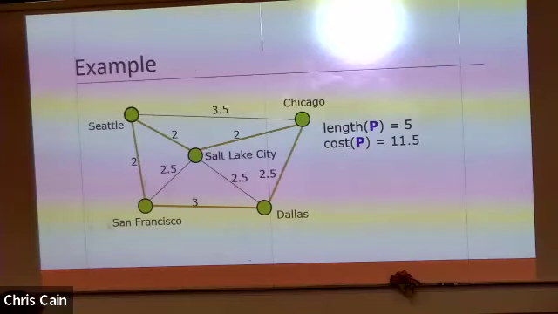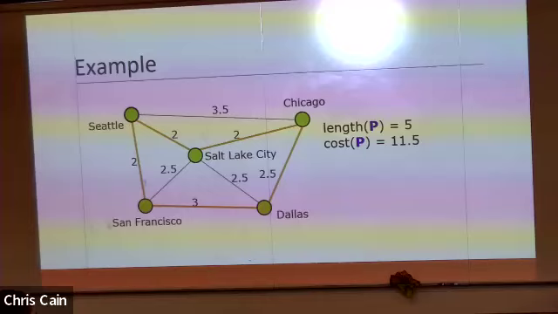So let's look at the number of hours of a flight between these associated cities. We could say the length of a particular flight. Maybe we are going on a tour of part of the US and we go from Seattle to San Francisco to Dallas to Chicago to Salt Lake City to Seattle. The length of that is 5 because there are 5 legs to that set of flights. And then the cost would just be the sum of all of the edge weights.